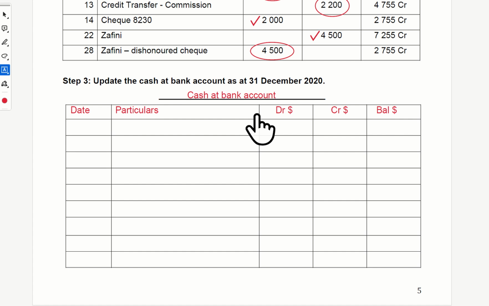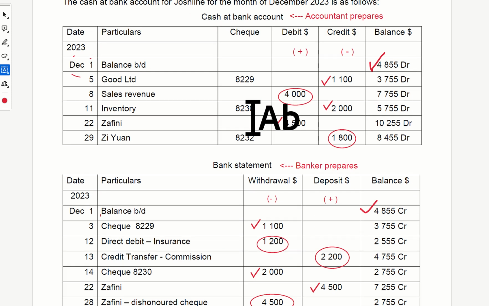Now, when you update the cash at bank account, there are a few things that you must remember. You see your cash at bank here. You want to update it using a balance, right? You're going to start with a balance. But which balance are you going to start with? Are you going to start with the 4855 balance or the 8455 balance? You think about it. You are not going to use 4855, because it is the old balance and there are so many things that happen in between. You are going to use the 8455 balance.